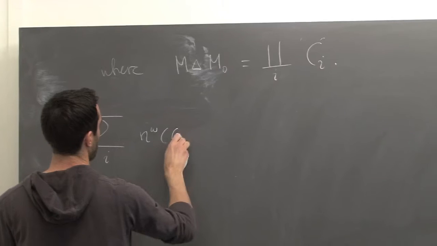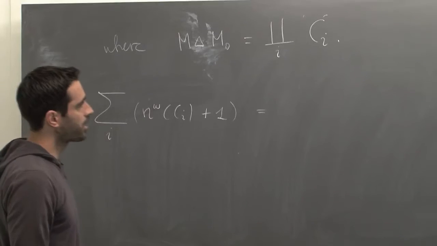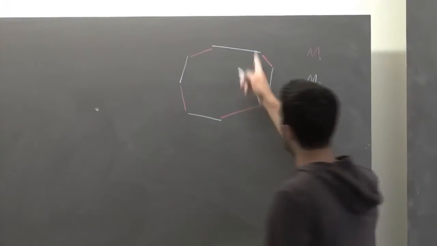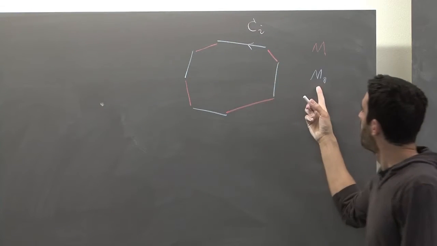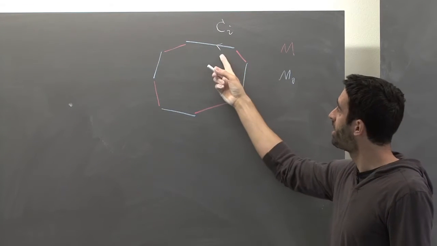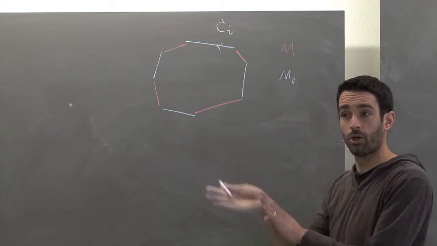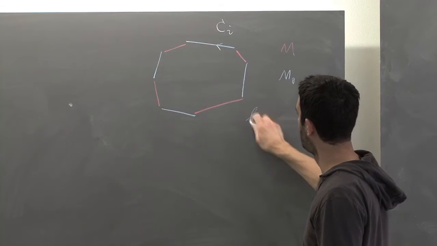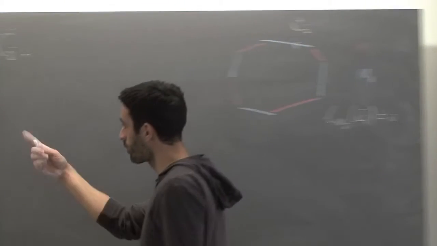So now this is the miraculous line: the sum over i of n omega of c_i plus 1. First, notice that on these cycles, this is a typical cycle c_i, we have that l_M0 of c_i is always 0. How many dimers of M0 stick out to the left? None, because all of the dimers are on the curve itself. So note that here l_M0 of c_i is always 0. So here we'll just add this.